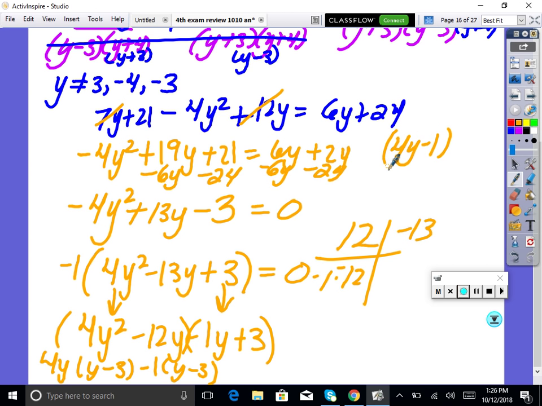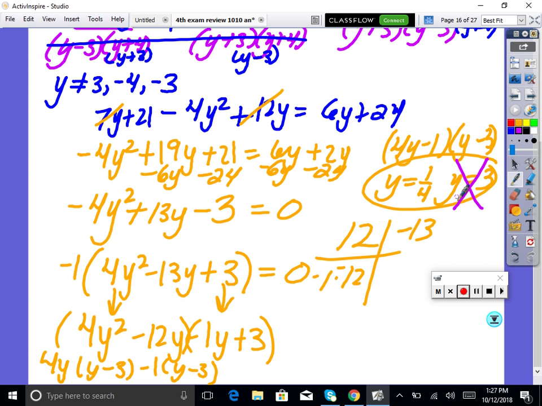And then it looks like we have a y minus 3. So my two solutions are y is equal to 1/4 and y is equal to 3. There are my two solutions. Were either of those restricted values? Yep, 3 was a restricted value. So that's extraneous, so we only keep 1/4.